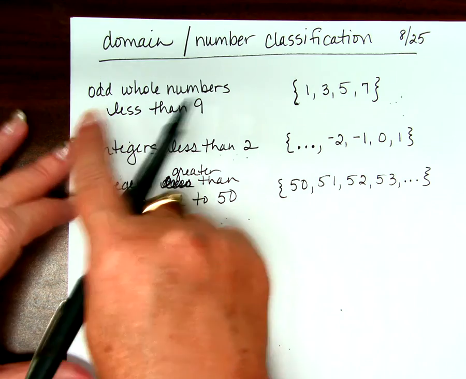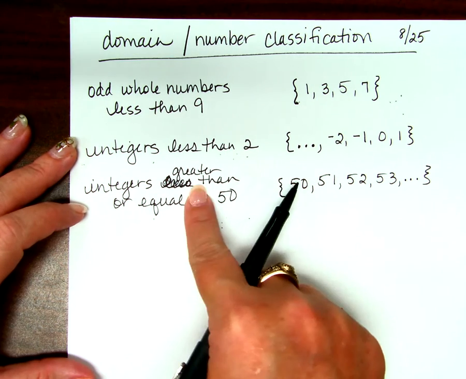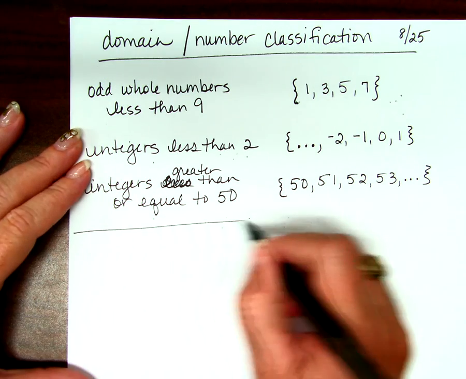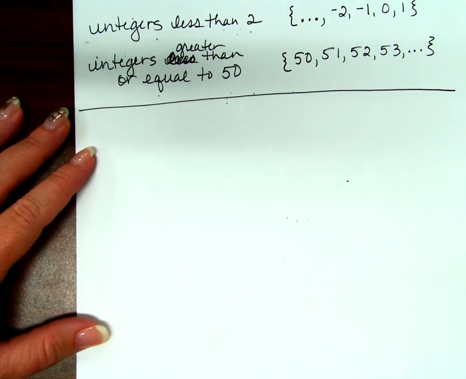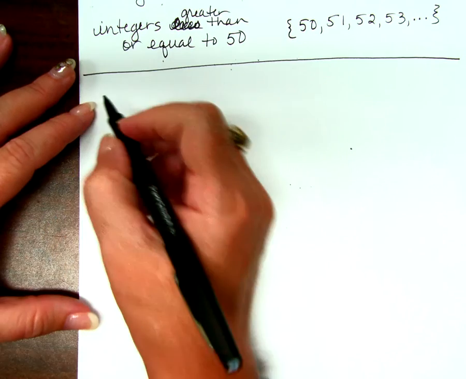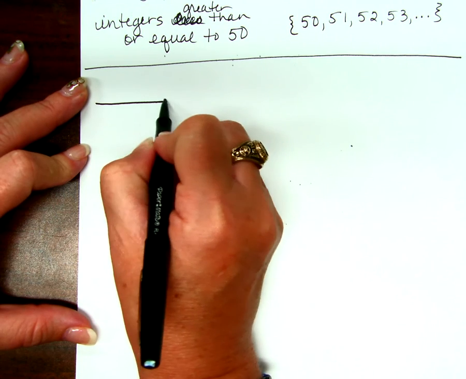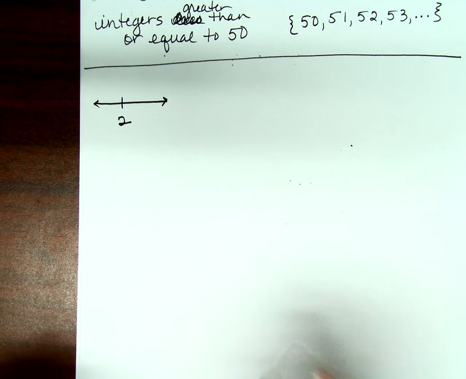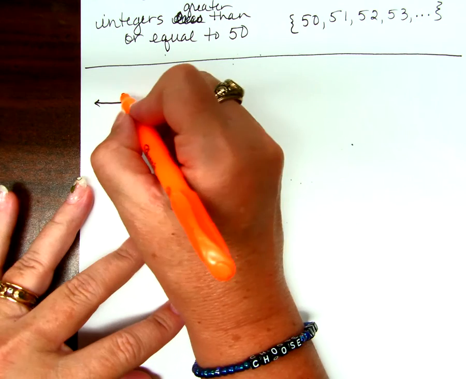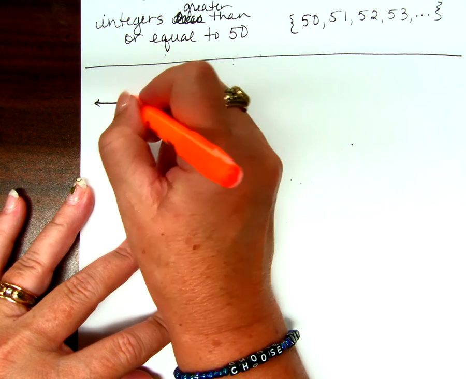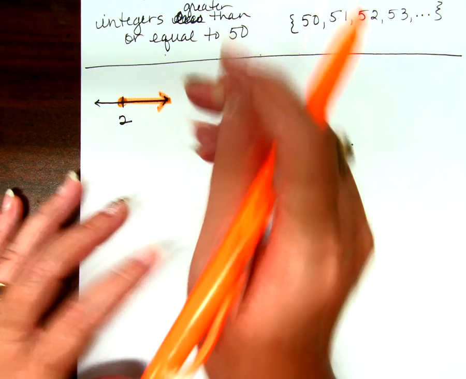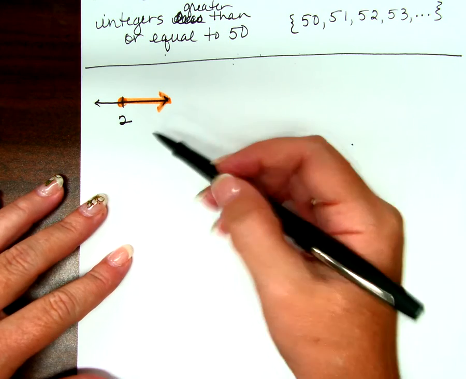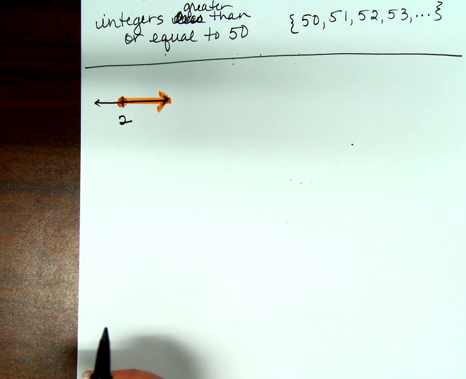Any questions about if I give you something like this, can you give me a classification of the numbers? You good with those? Okay. So now let's talk about domain. So I've got a number line and then I've got an orange highlight to tell you about my domain.